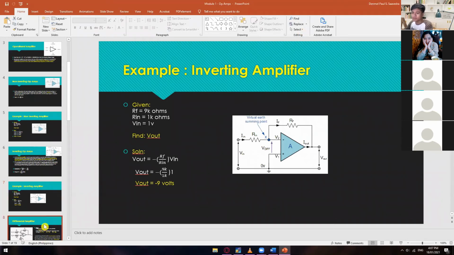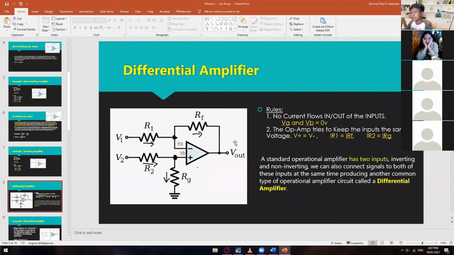So the next one is differential amplifier. Okay. So in differential amplifier, we also have rules, which is kind of the same with inverting amplifier. So no current flows in or out of the inputs. So what are those inputs? Right here at this point, V sub A and then V sub B.